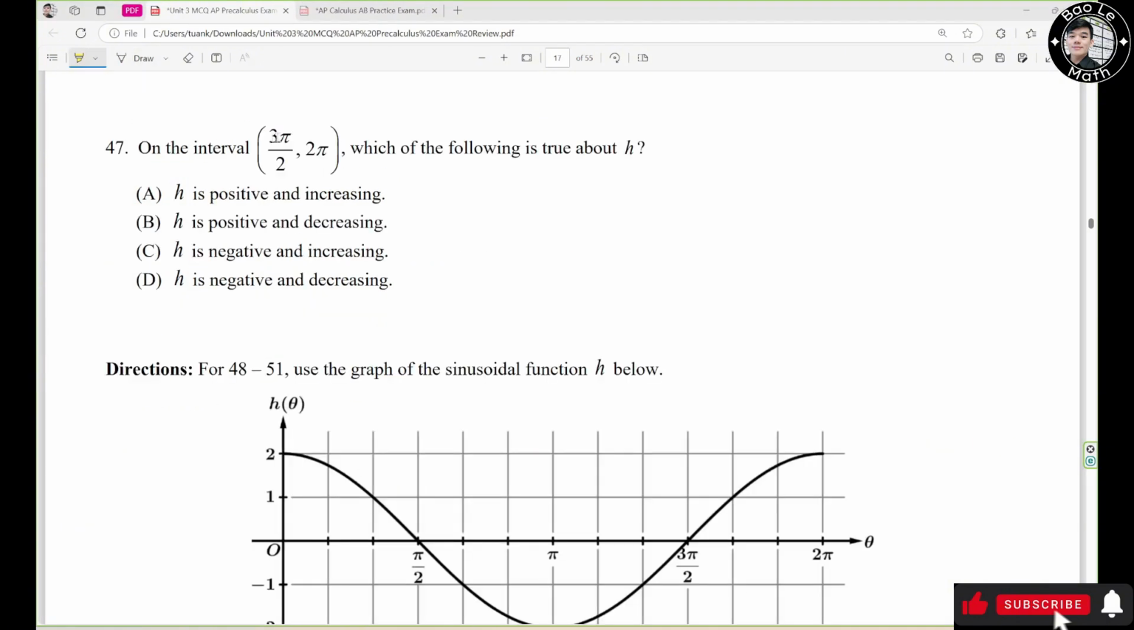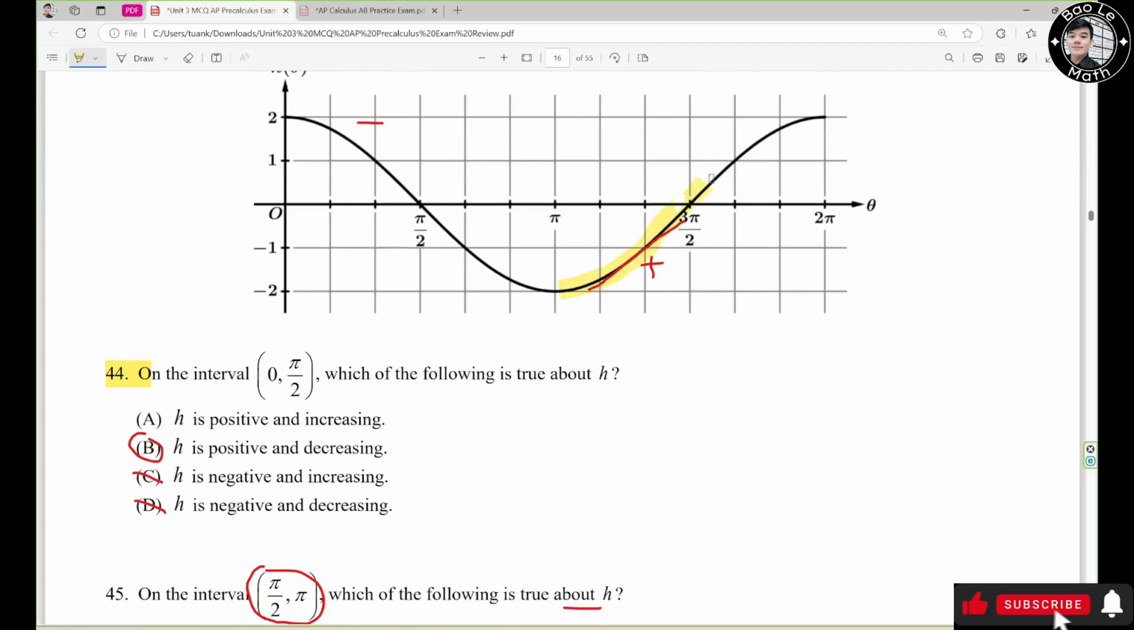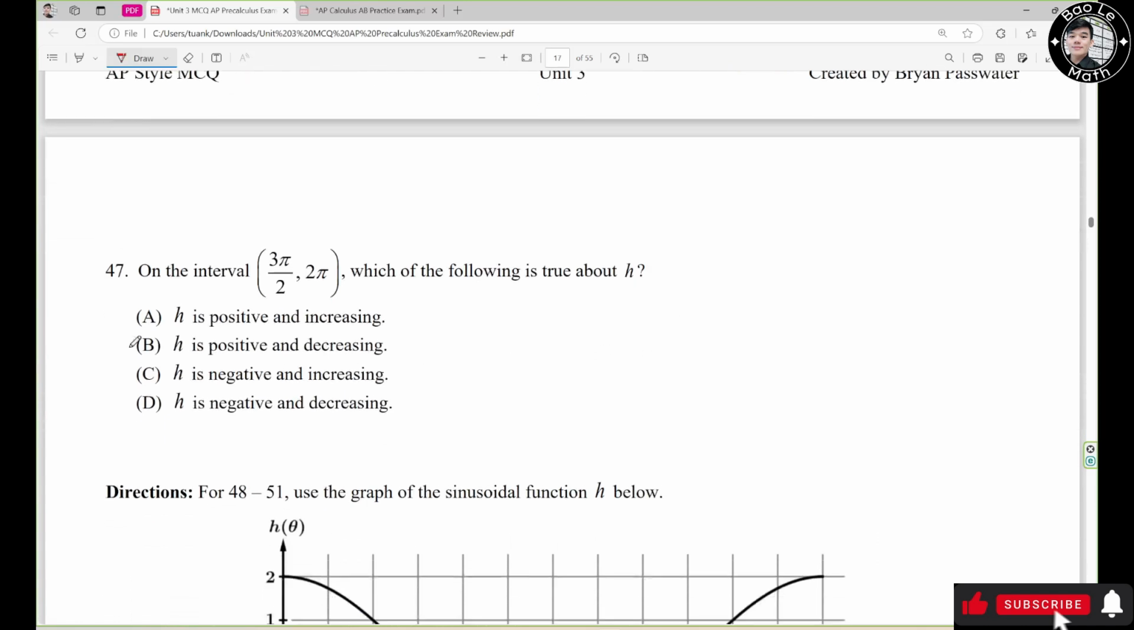Now the last one, 3 pi over 2 to 2 pi. Alright, so it's going to be from here to here. The function is above the axis, so it can be positive, right? And if you draw the tangent line, it's going up, the rate of change is positive. The function is increasing, right? So positive and increasing. The answer must be A.